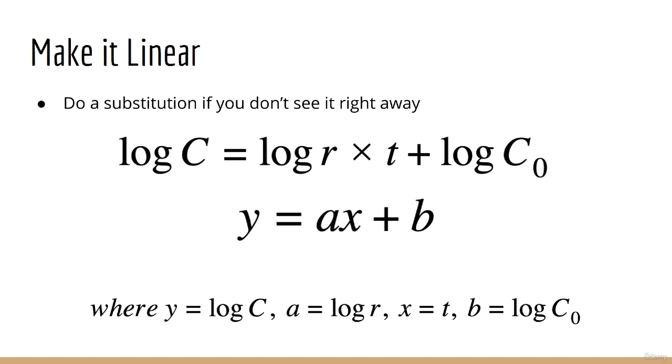If you can't see how this works right away, it might help to substitute the variables in the previous equation with some more familiar variables. So let's replace log c with y. This will be the output variable. Let's replace log r with a, the slope. Let's replace t with x. This will be the input variable. And finally, let's replace log of c naught with b, the intercept. Now we just have y equals ax plus b, which is our linear equation from earlier. Note that I'm using the letter a instead of m for the slope, which is perfectly okay.